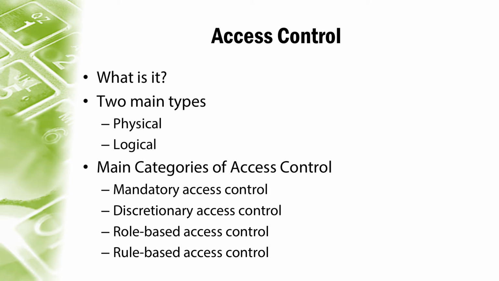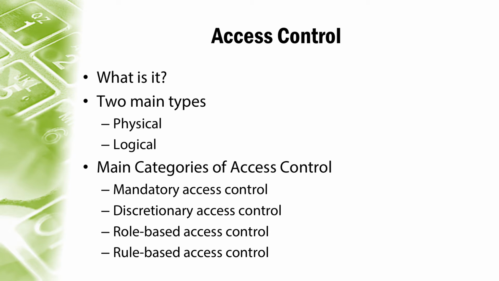There are two main types of access control: physical and logical. Physical access control limits access to campuses, buildings, rooms, and physical IT assets. Logical access limits connections to computer networks, system files, and data.